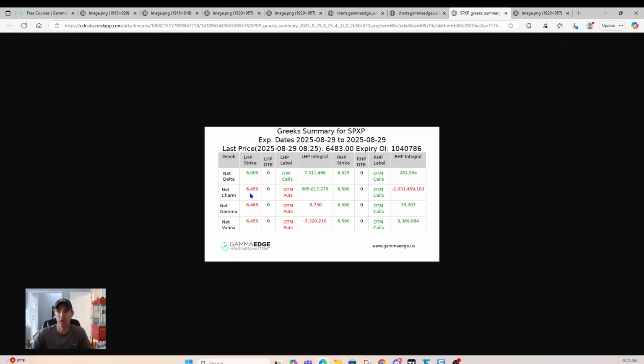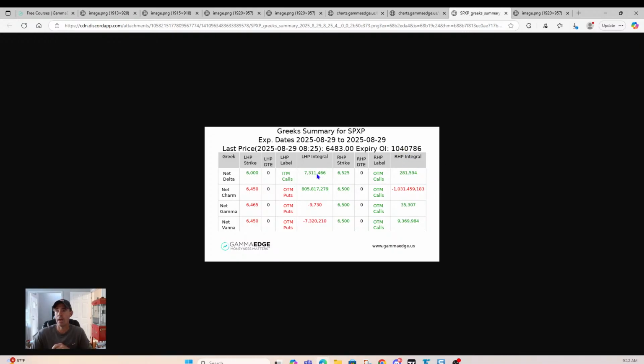So we move on to the charm level. Obviously, second order Greeks don't exert as much force as the first order Greeks, but these come into play as long as spot price is above and below these levels, and we continue to move sideways. Time will continue to tick today. Today, 6,450 out-of-the-money puts. These will be supportive in the left-hand plane as long as we're above that. Charm will continue to grow as time ticks on towards the end of the day. 6,500 out-of-the-money calls. You see the right-hand plane integral.